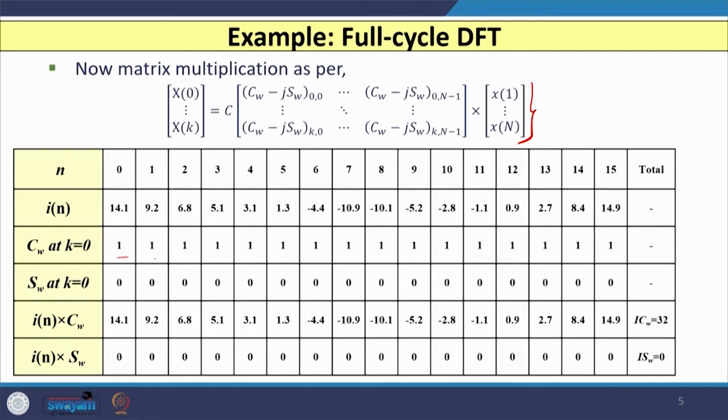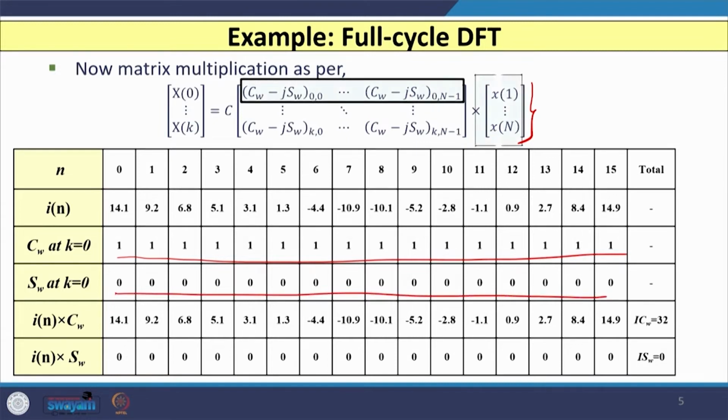Here we have already calculated the value of CW and the value of SW. Now we have to multiply the first row with the sampled value matrix. CW has to be multiplied with I n. So it comes to 14.1, similarly 9.2 times 1, so 9.2, and so on, up to the last value, that is 14.9.